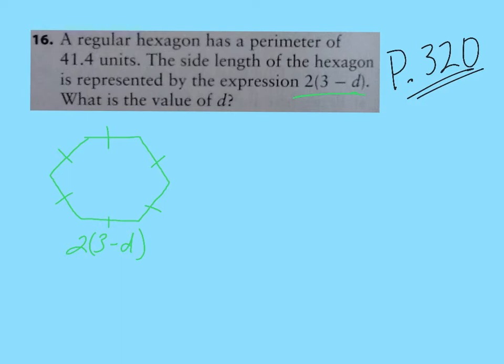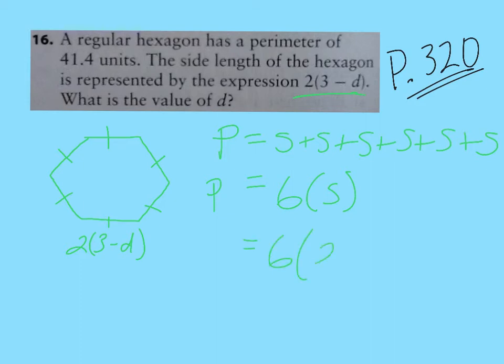So let's write out this perimeter. The perimeter is going to be all 6 of those sides added together. You could write them as just adding them all together, S plus S plus S, or you could think of this as 6 times one of those sides. So now our expression for the perimeter becomes 6 times 2 times (3 minus d). I'm going to close off both of the brackets.